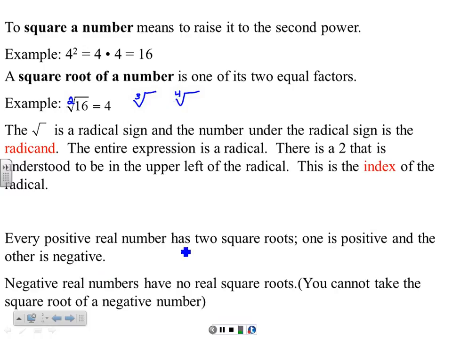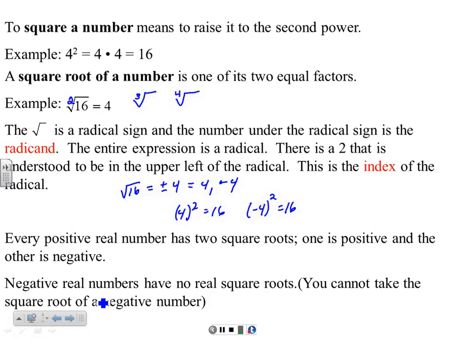Every positive real number has 2 square roots, one positive and one negative. And the reason being, as I was saying earlier, when you take the square root of 16, you're going to get positive 4 and negative 4. So the square root of 16 is both positive 4 and negative 4, and this can be written as plus or minus like this. The reason is that when you take 4 and square it, you get 16, and when you take negative 4 and square it, you also get 16.